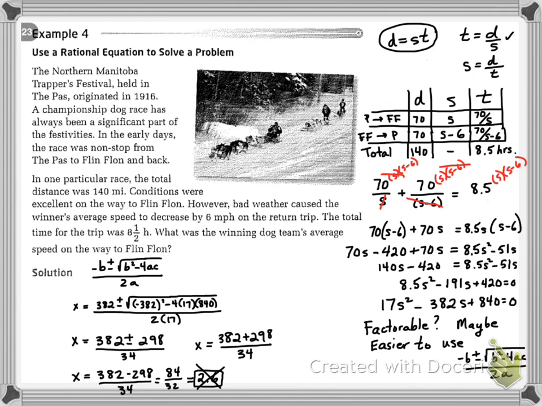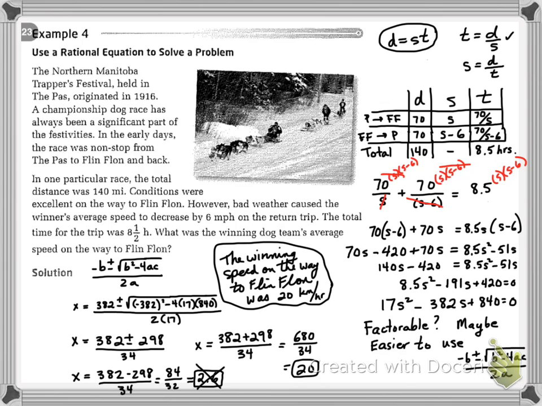Secondly, I have 382 plus 298 over 34. Add them together, I get 680 over 34, which is 20. So if you check your work, you'll see that 20 miles an hour on the way there and 14 miles an hour on the way back is working, so we can say that the winning speed on the way to Flin Flon was 20 miles per hour.